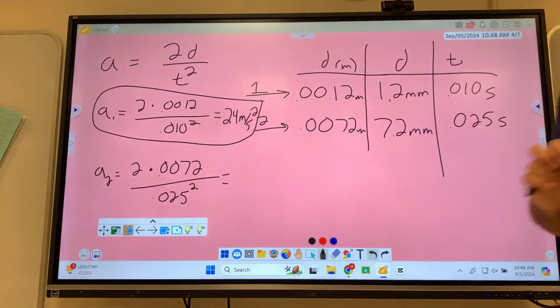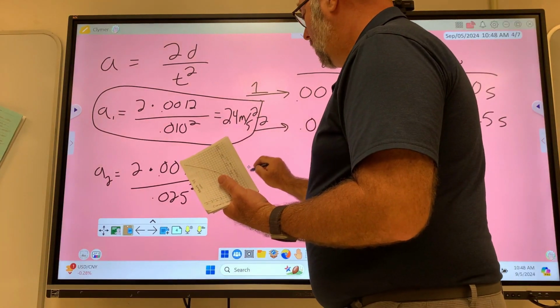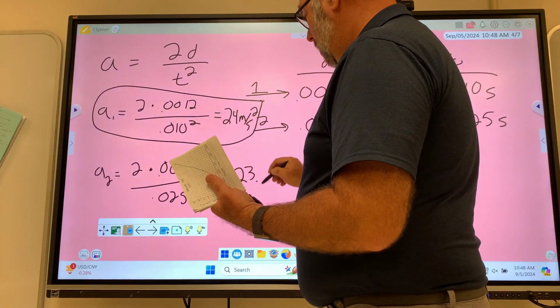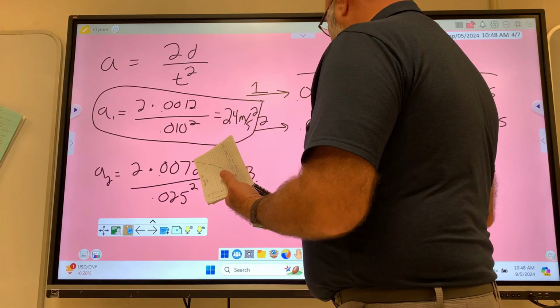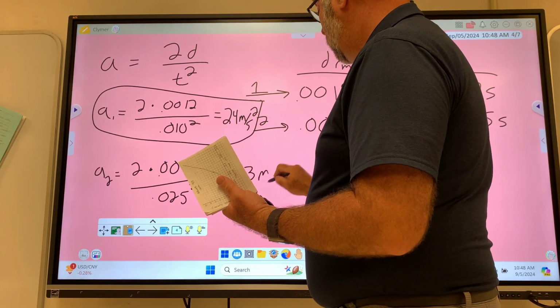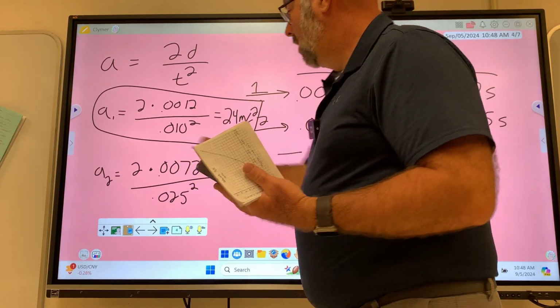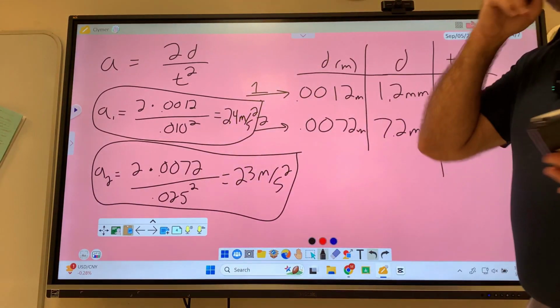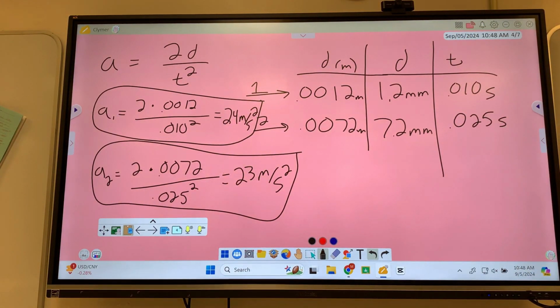And then for A2, 2 times 0.0072 divided by 0.025 squared. I'm just going to leave it at 23. So now I have two numbers. Why did I do this for 2 data points?